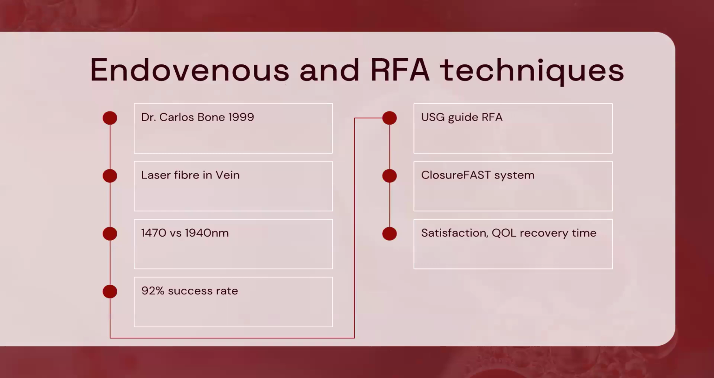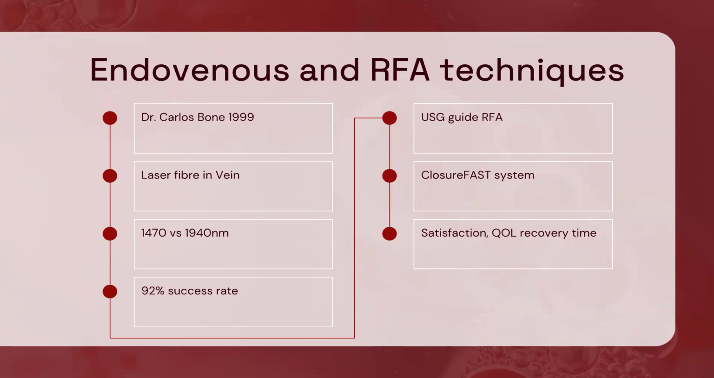As for the endovenous laser and RFA technique, the endovenous technique was pioneered by Dr. Carlos Bone in 1999. It is usually performed as an outpatient procedure. The method entails the insertion of a laser fiber into the targeted vein, and the laser fiber will emit laser energy to induce thermal injury within the vessel, and this will cause vein constriction, thrombosis, and development of venous fibrosis.